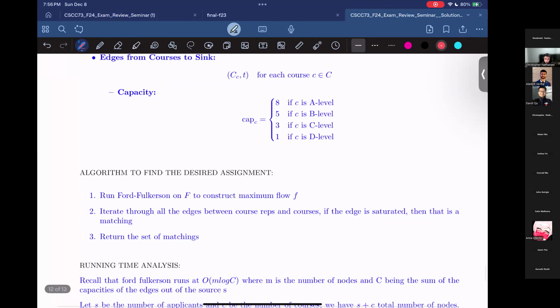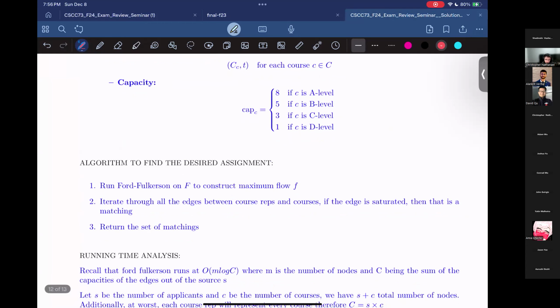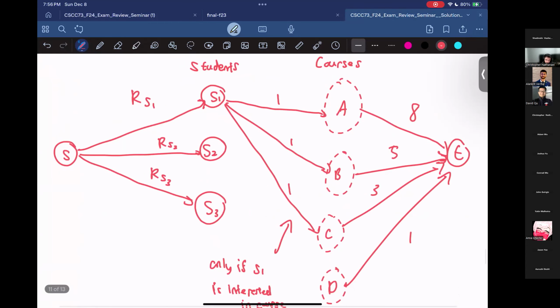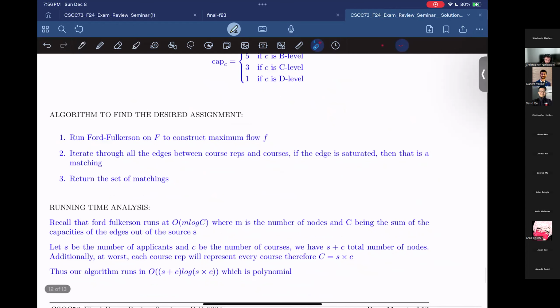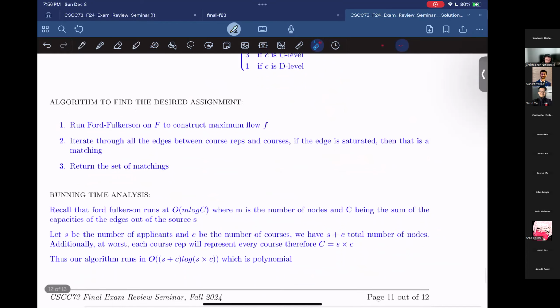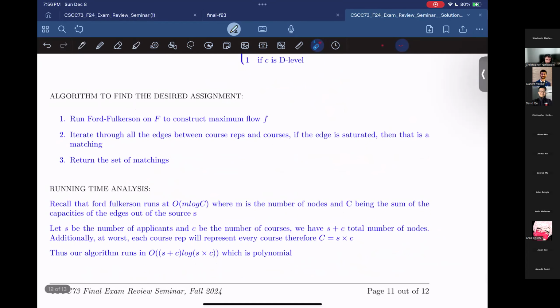So, okay, next. Iterate through all the edges between course reps and courses. So we iterate over these edges. If the edge has traffic of 1 or is saturated, then that is a matching. Then we return the set of matchings. And recall that Ford-Fulkerson runs in O(m log C). Notice that C is the sum of the capacities of edges out of the source.